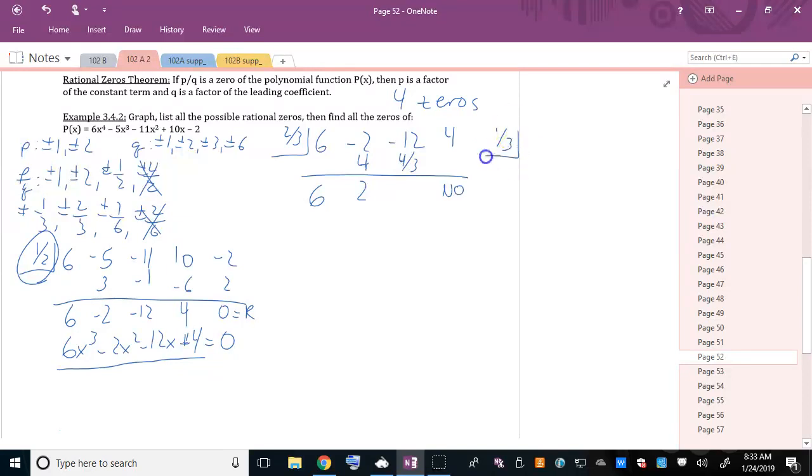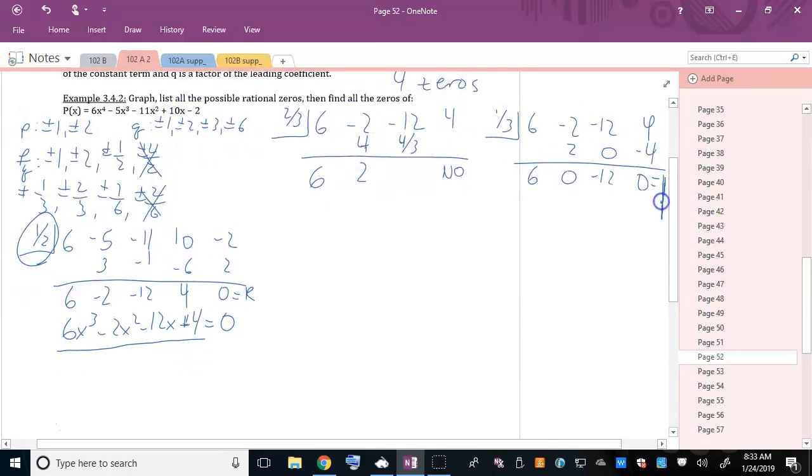What about 1/3? Let's put that over here. And again, I'm using the quotient that I got with my previous 0. So let's see what I get this time. That's going to give me a 2, which adds to 0. 0 times anything is 0. And then -12 times 1/3 is -4. So I do get the remainder of 0 that I was hoping to get. That's my little remainder there. So again, particularly with fractions, if you guess a bad one first, that's okay. That happens. Let's just try another one.